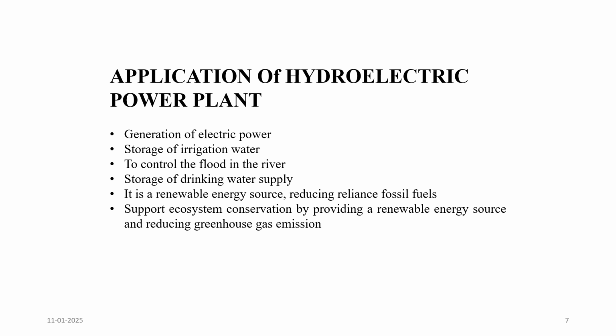First is generation of electric power, and next storage of irrigation water. Next, to control floods in the river. Storage of drinking water supply. Next, it is a renewable energy source reducing reliance on fossil fuels. And next, it supports ecosystem conservation by providing a renewable energy source and reducing greenhouse gas emissions. Now move on to our next slide.